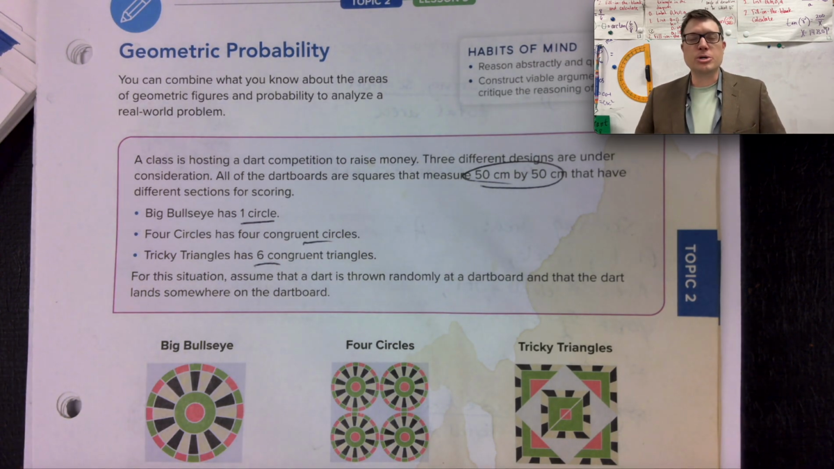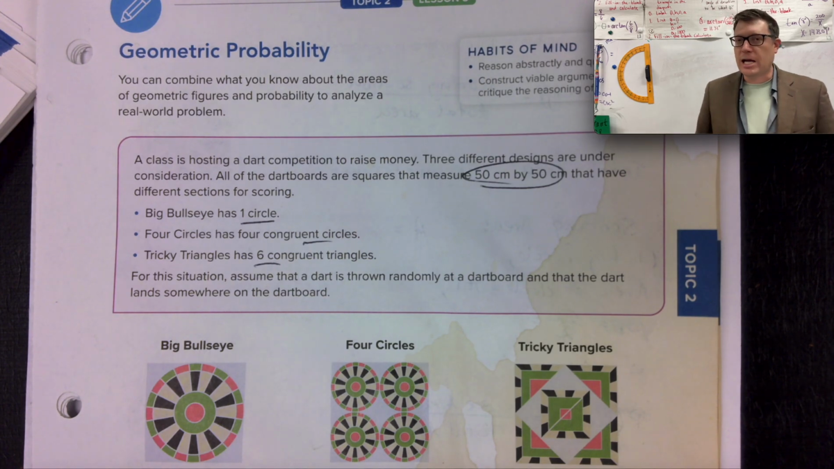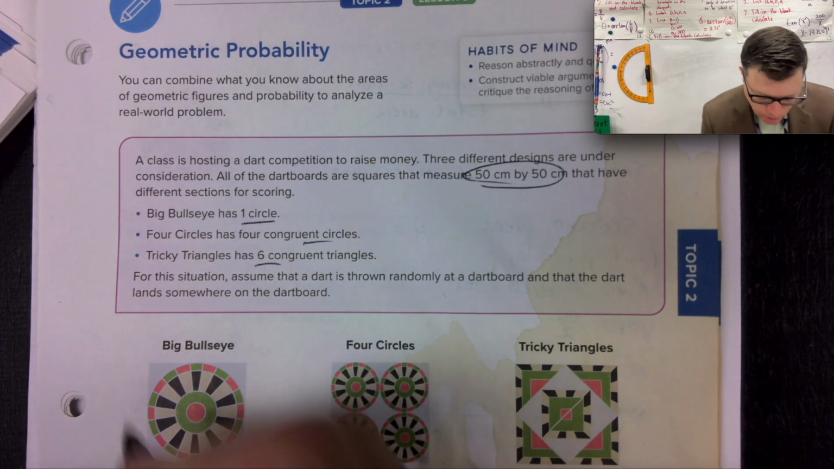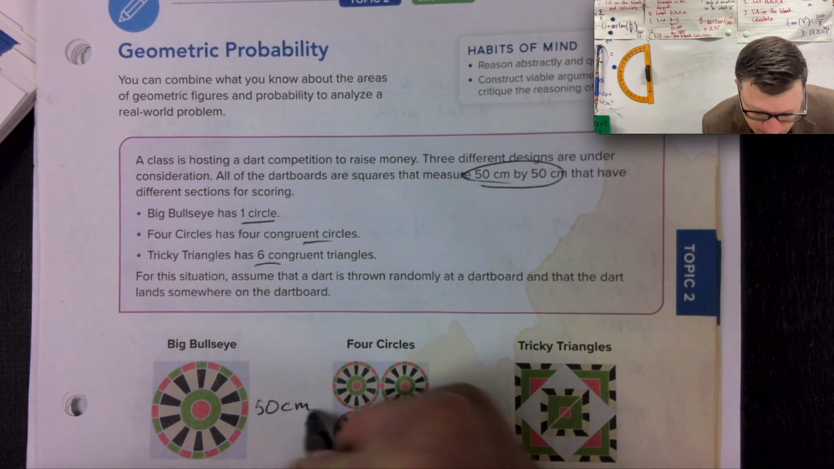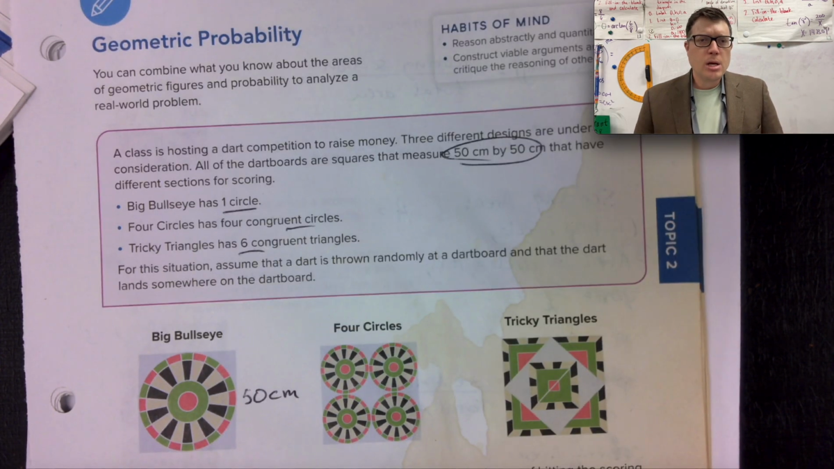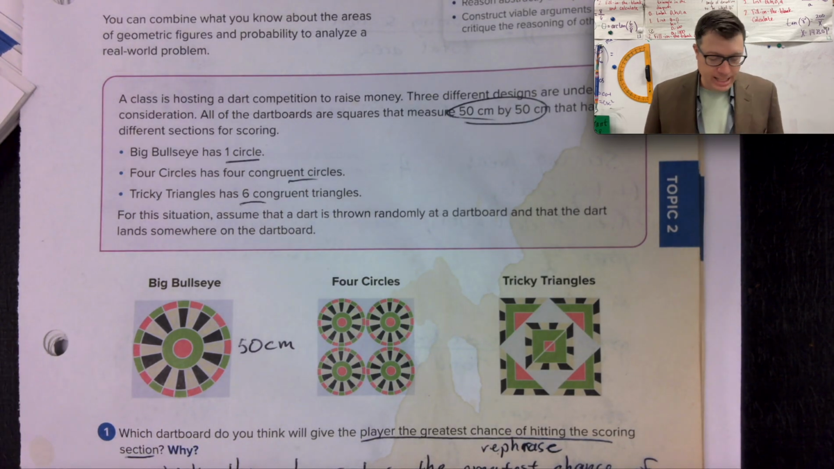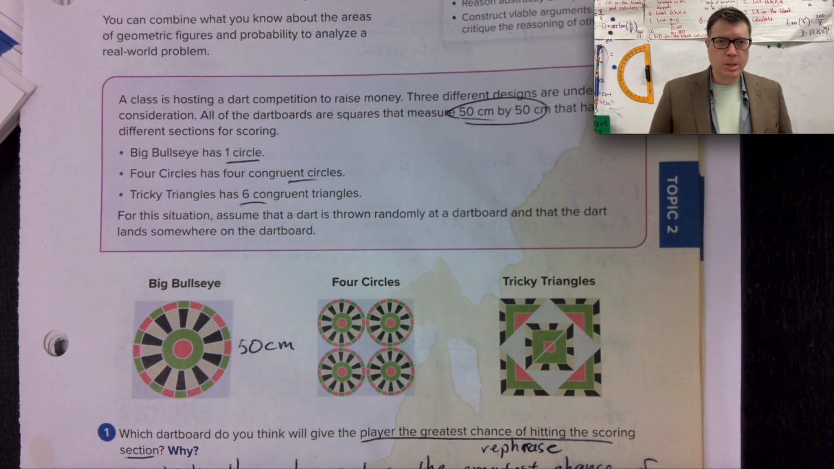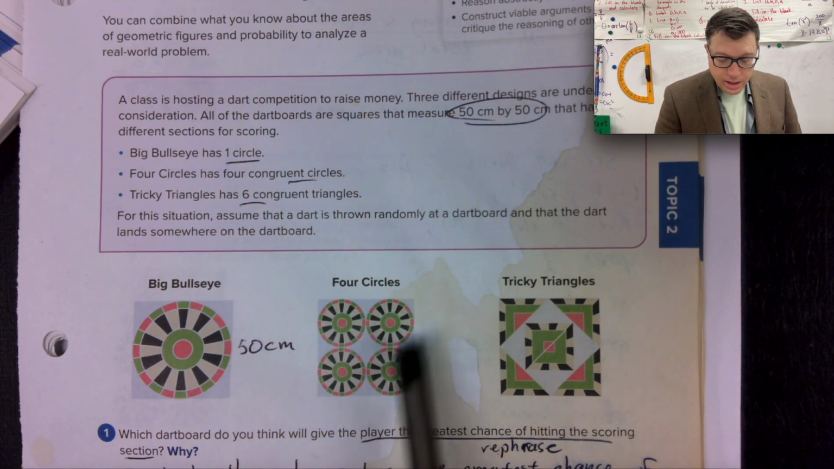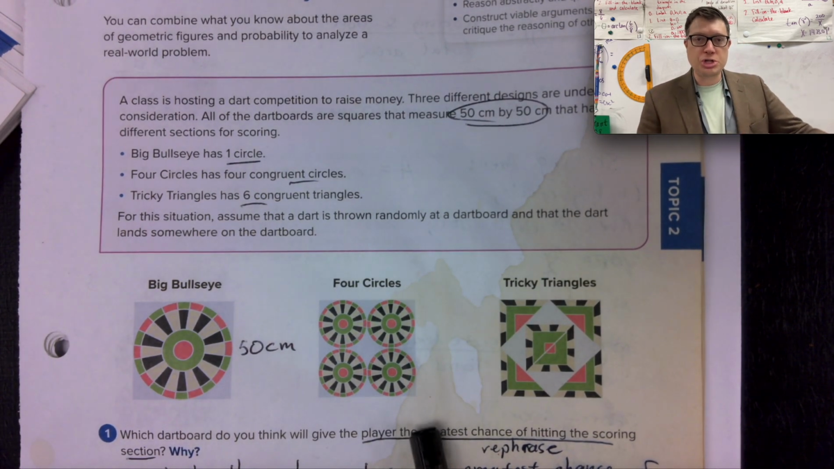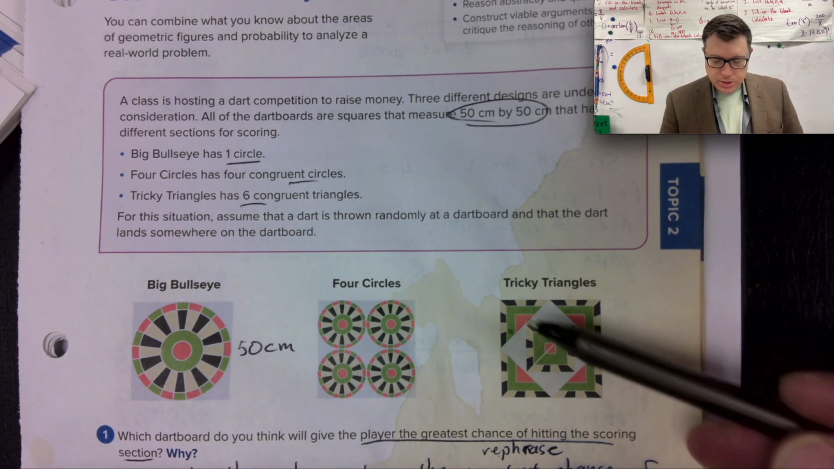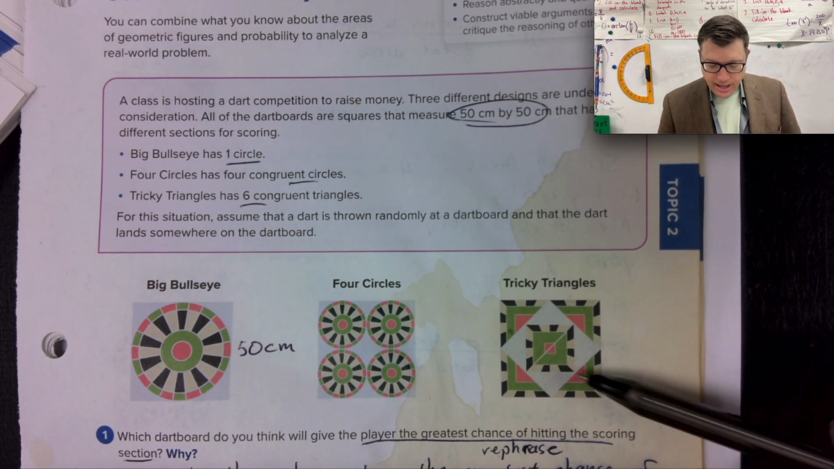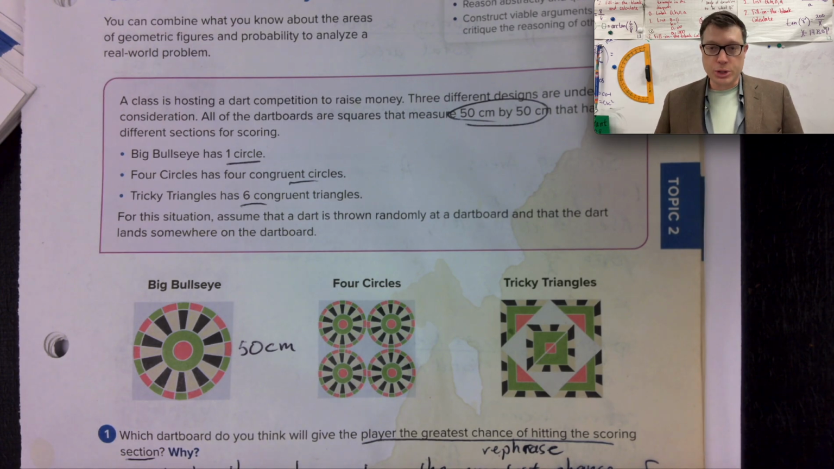All of the dartboards are squares that measure 50 centimeters by 50 centimeters and have different sections for scoring. So all of these outside shapes are a square of 50 centimeters on a side. The bullseye, the big bullseye, is just the one circle. The 4 circles in this 4-circle shape, they're all the same size. And then last of all, tricky triangles, there's 1, 2, 3, 4, 5, 6 congruent triangles.